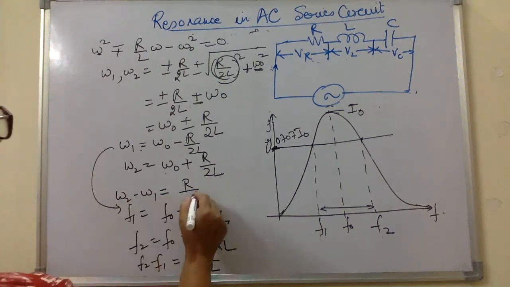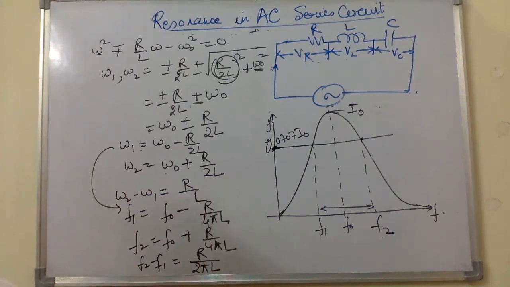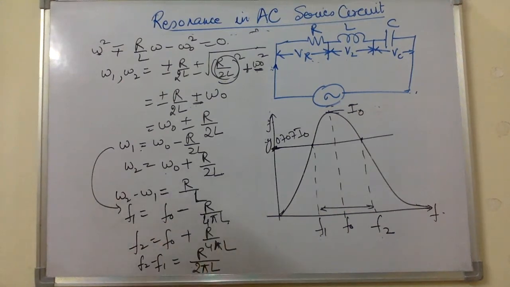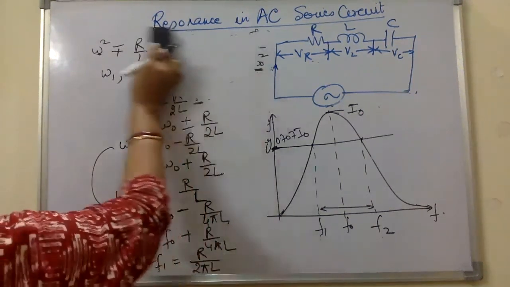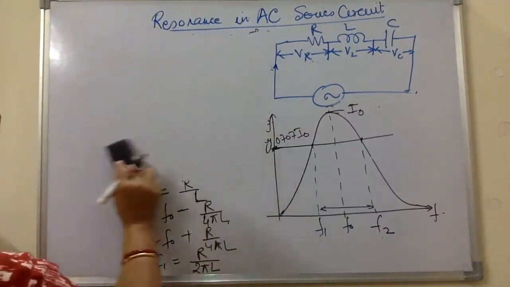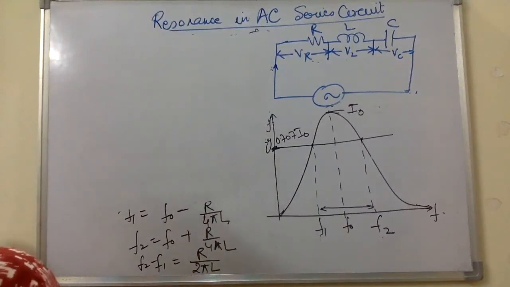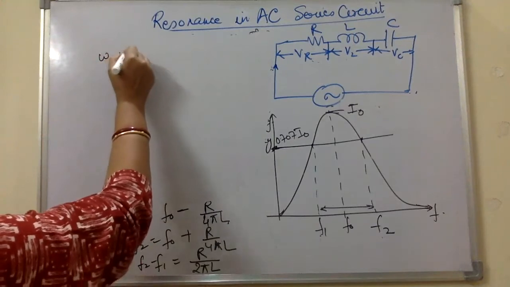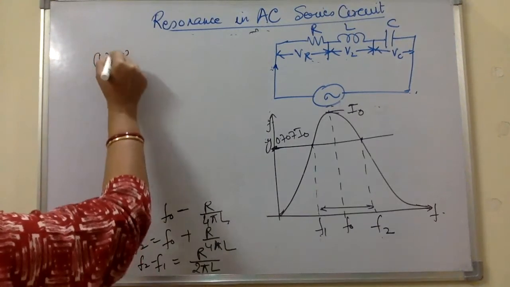Omega 2 minus omega 1 will be R by L. And over here, in terms of radian frequency, the bandwidth is equal to R by L. In terms of the normal frequency in hertz, it is given by R by 2 pi L. Now, when we have got these terms, we can define one more term when you multiply the two values, that is omega 1 into omega 2.